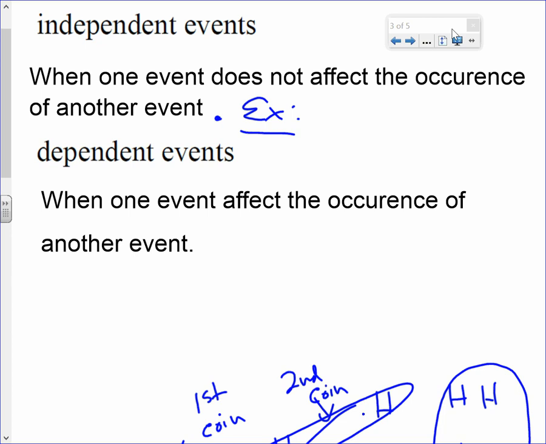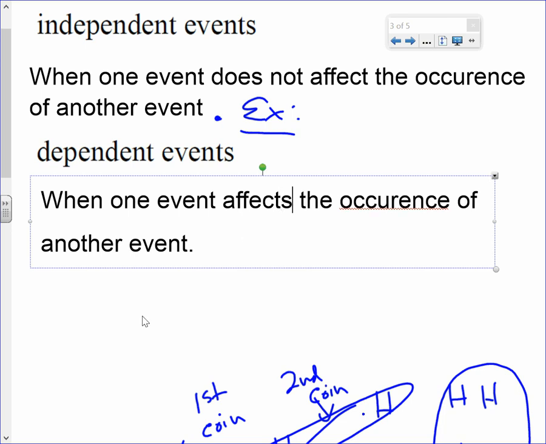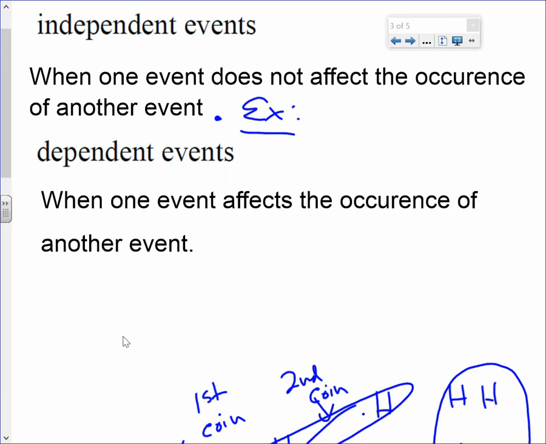Isn't it effects or affects? Right, affects with an A. When one event affects the occurrence of another event. So for independent, put flipping 2 coins, just so you have a small example to remind you.